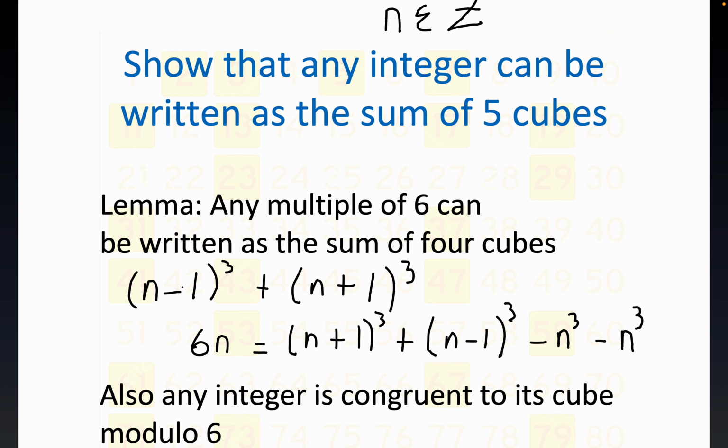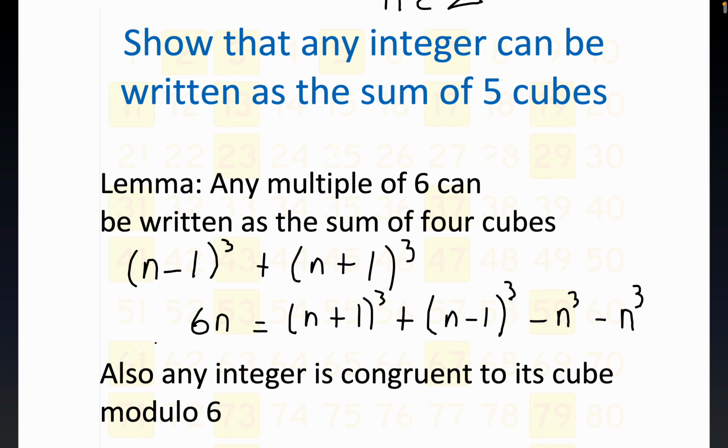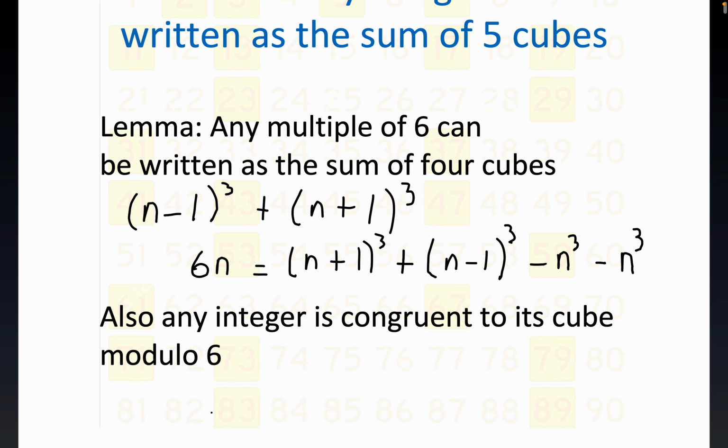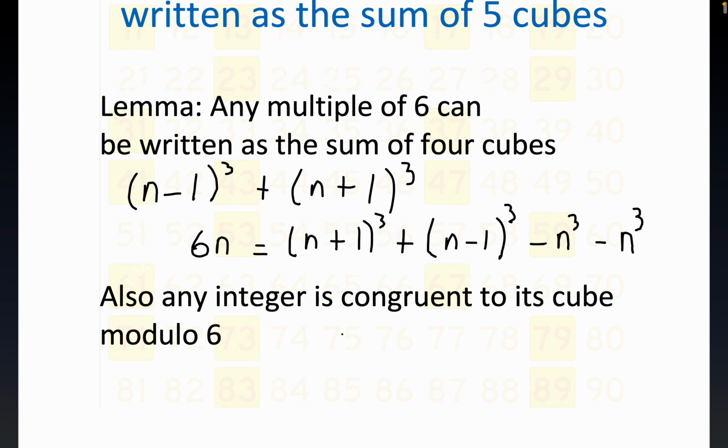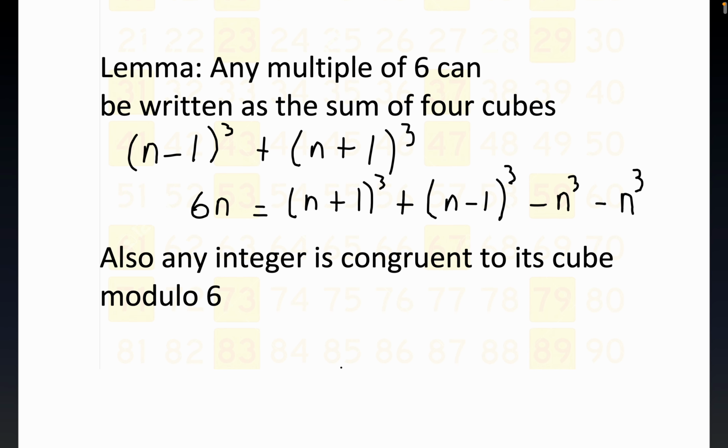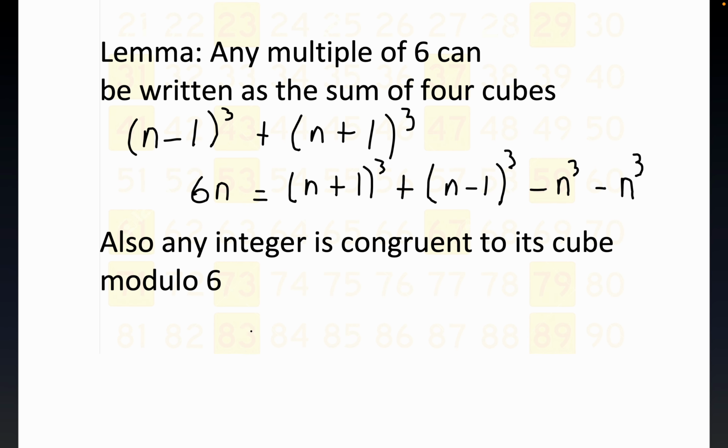So anyway, after a little bit of algebra, you can get from this statement right here to this statement right here. Okay. Now, also, now this is something I will take the time to show you because it's not that hard. And hopefully you can see why this would imply the existence of 5 cubes if it's true. Okay. So let's go ahead and take a look here. It says any integer is congruent to its cube modulo 6. Now, another way to write that, ladies and gentlemen, is to write down n is congruent to n cubed modulo 6.